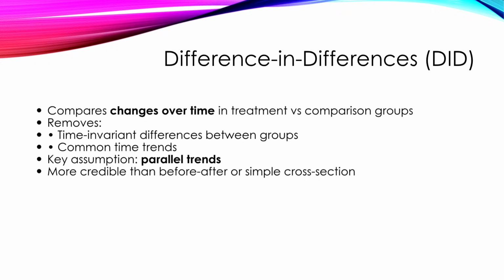And so difference in differences controls for two main sources of bias. The first is time invariant differences between groups, for example, inherent land quality, farmer skill, etc. These are removed by comparing changes within each group. And also common time trends affecting all groups, for example, drought recovery. These are removed by subtracting the comparison group's change from the treatment group's change.